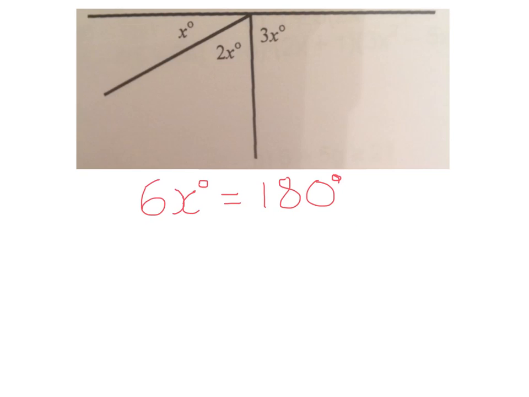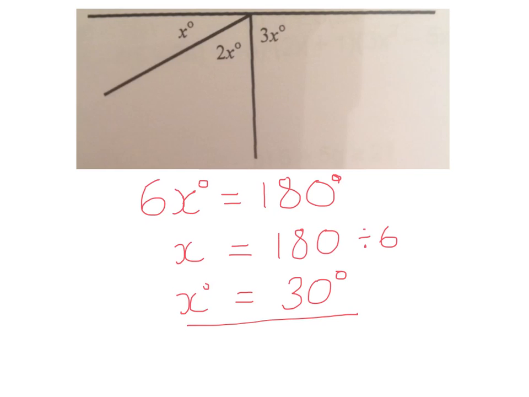So we're just solving this as an equation then. We've got 6x is 180, so then x is equal to 180 divided by 6, and that then just gives us 30 degrees. And just keep that right like that. Okay, so that's how we do a question like that.